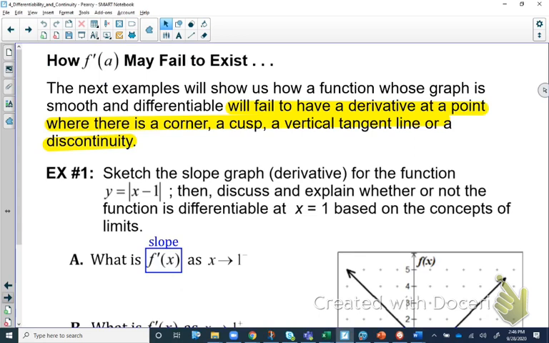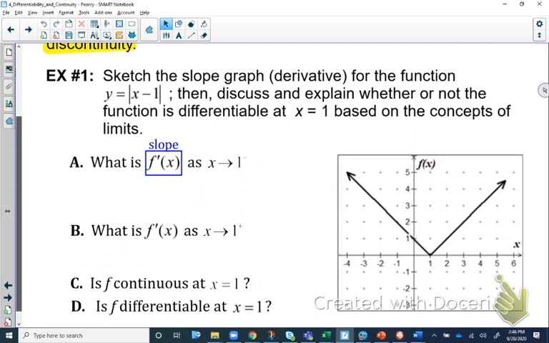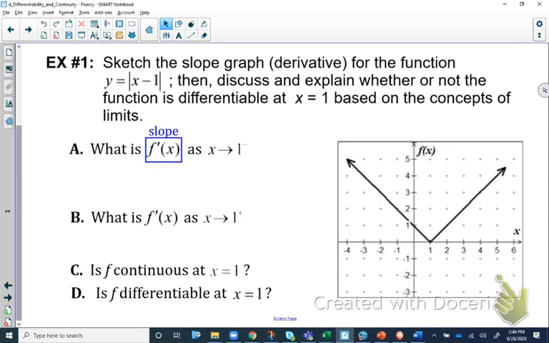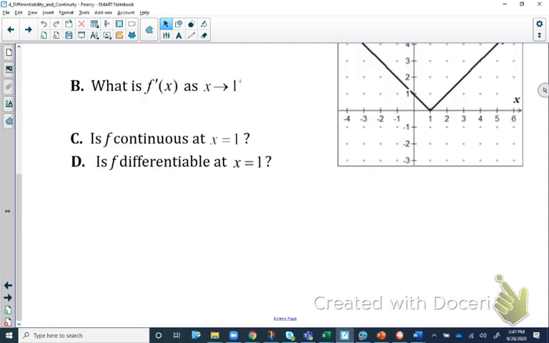Now, here, how f prime of a may fail to exist. What I have highlighted here is that a function will fail to have a derivative at a point where there's a corner, a cusp, a vertical tangent line, or some kind of a discontinuity like a hole or a vertical asymptote, something along those lines. Now let's take a look at our first example of when something is not going to be differentiable.